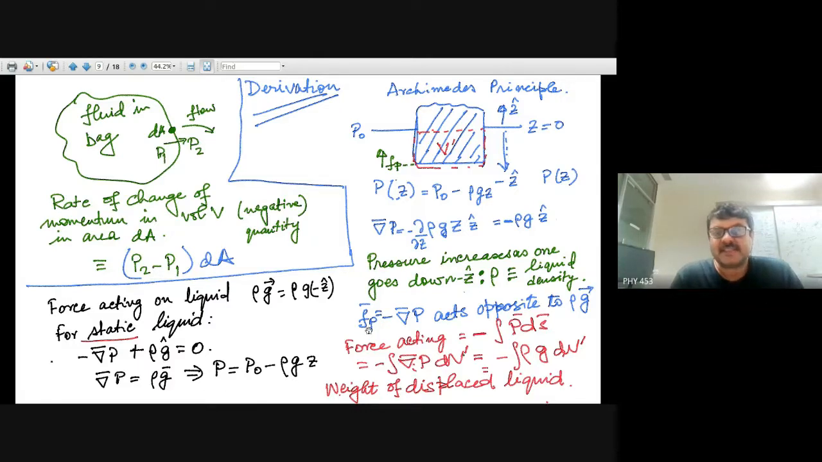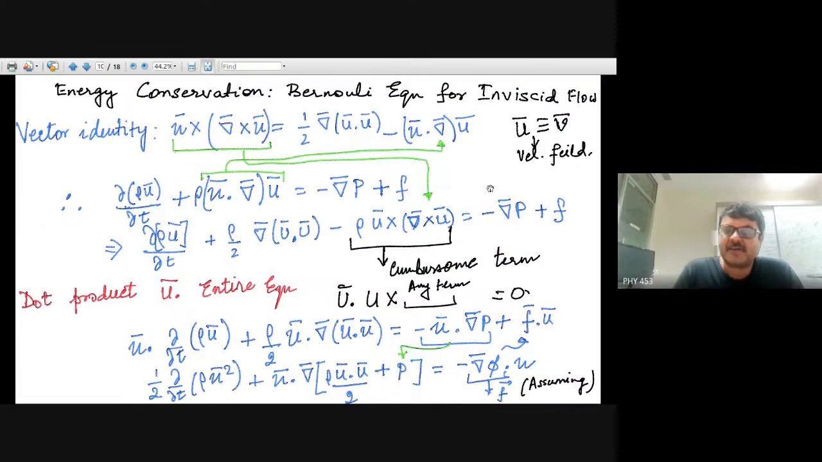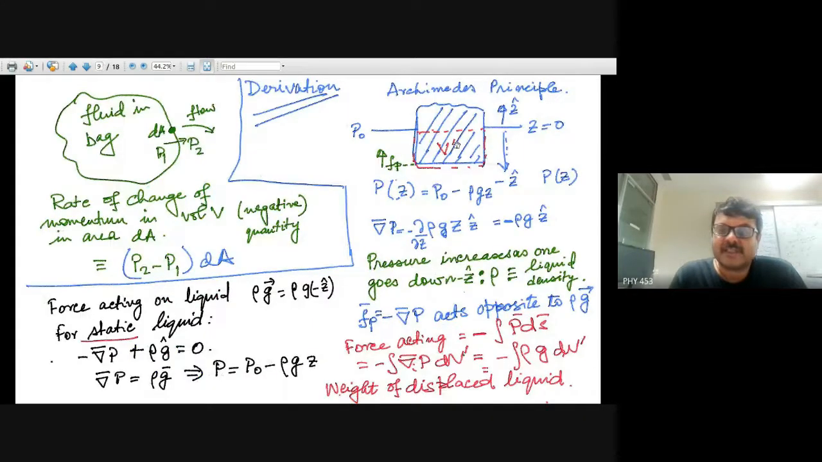So what we see is that a force minus grad P acts opposite to rho g to keep it in static equilibrium, right? This is feeling rho g, and the rest of the liquid is giving a force on this, which, because we can calculate the pressure, we can calculate grad pressure, and thereby figure out how much force the remaining fluid is giving on this. Of course, you have to integrate over the entire surface area.